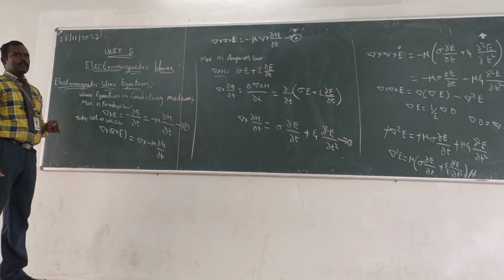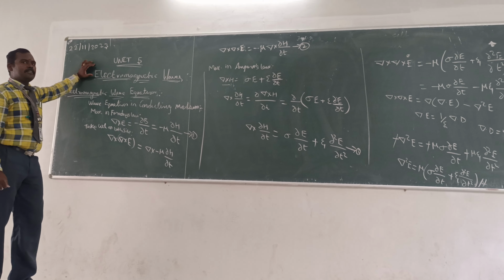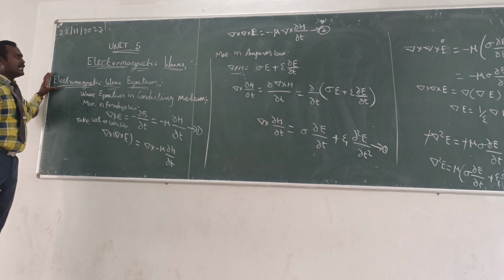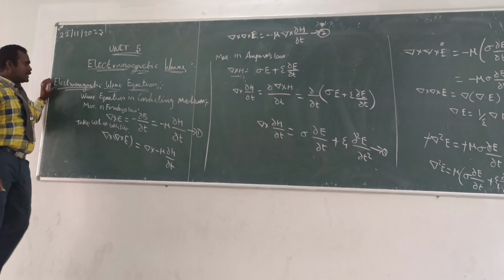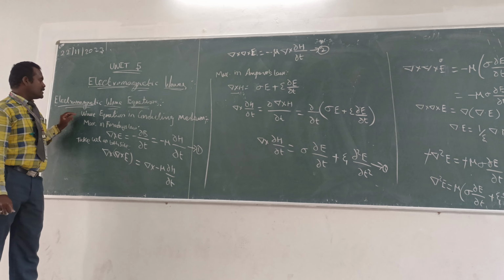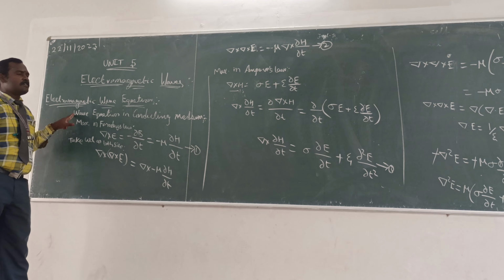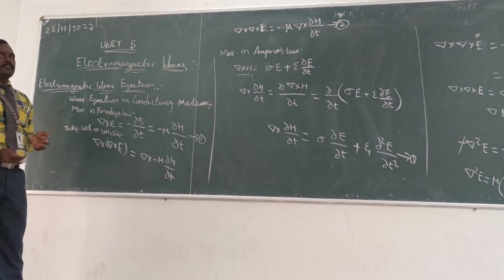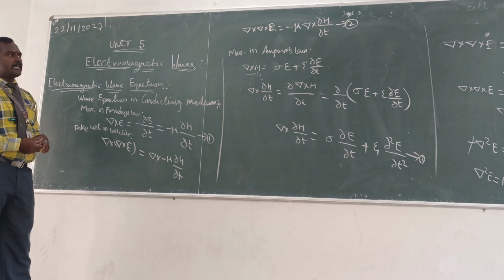Okay, listen. Today we are going to discuss electromagnetic waves, that is Unit 5. In that we are going to discuss the electromagnetic wave equations. The electromagnetic wave equation has many categories. In the first, we consider the wave equations for the conducting medium. In that you need to find the wave equation for the electric field as well as the magnetic field.